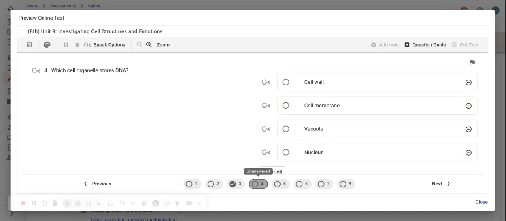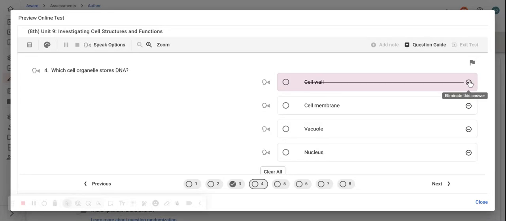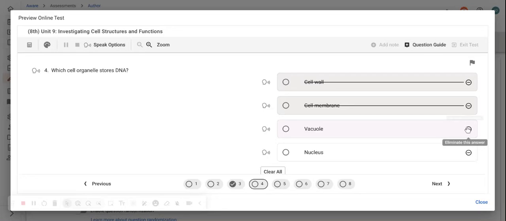Moving on. Which cell organelle stores DNA? Well, it's not the cell wall, it's not the cell membrane, it's not the vacuole, so it is the nucleus.